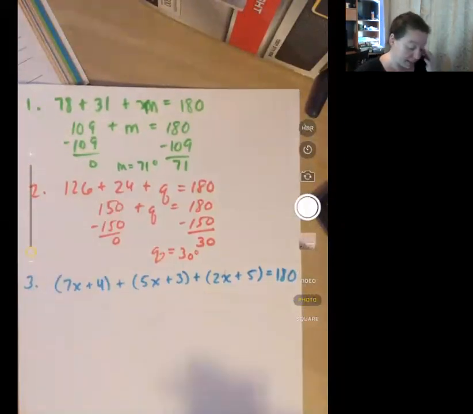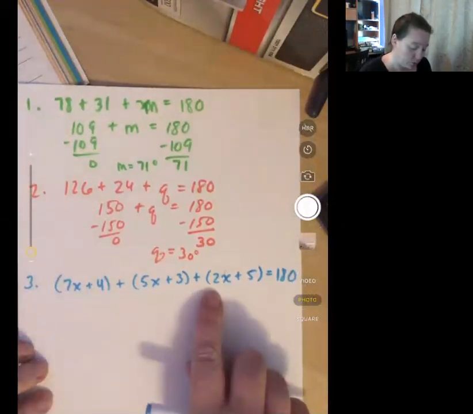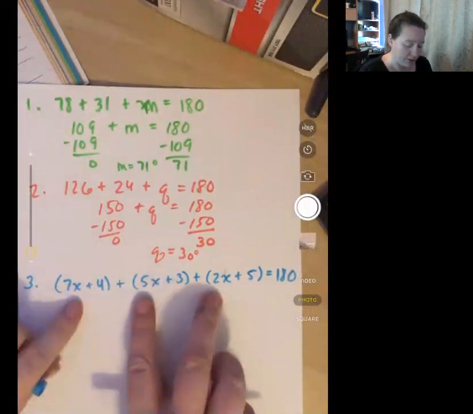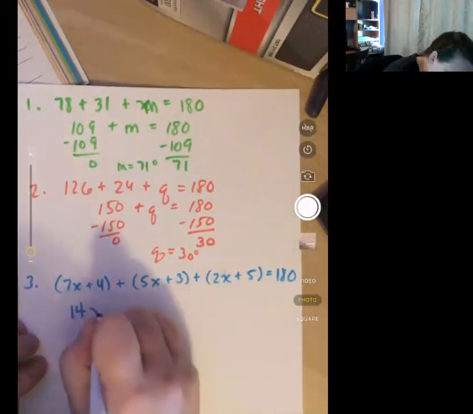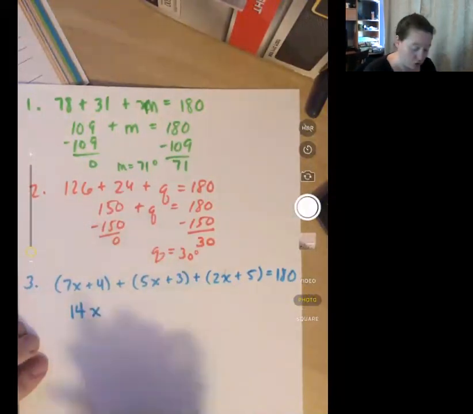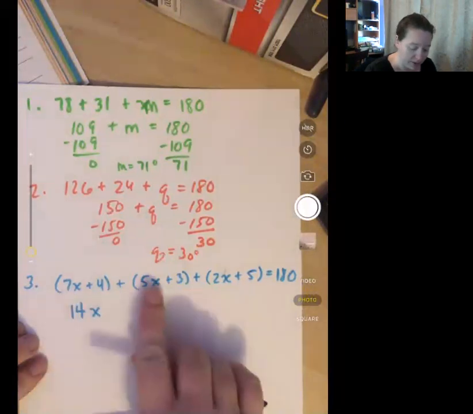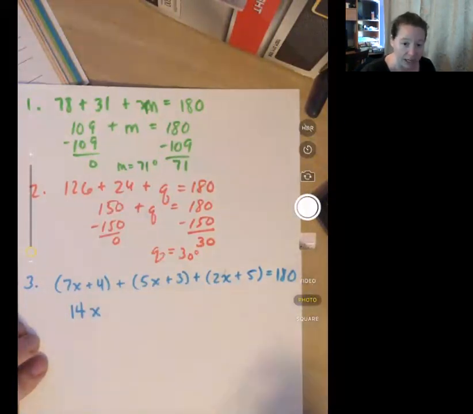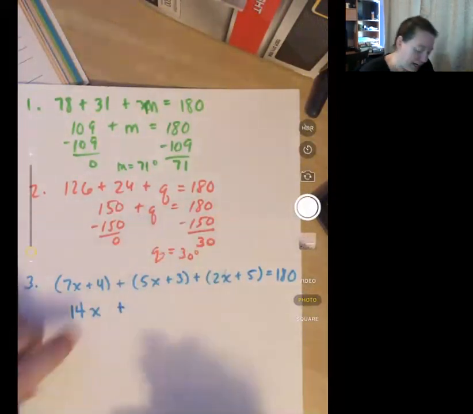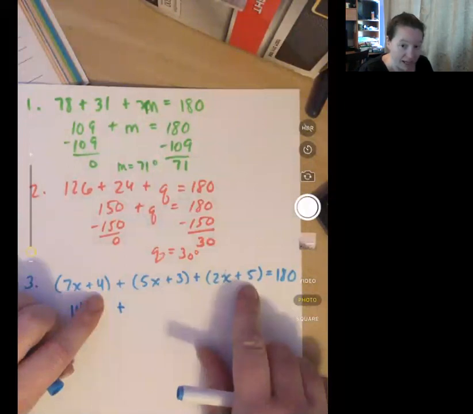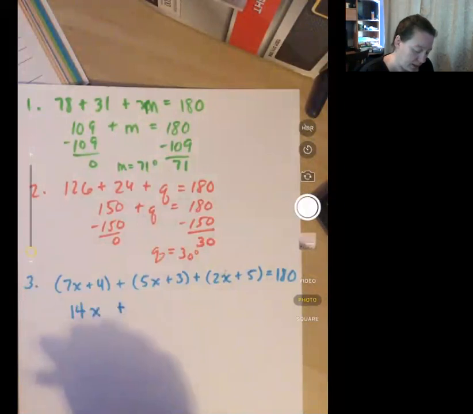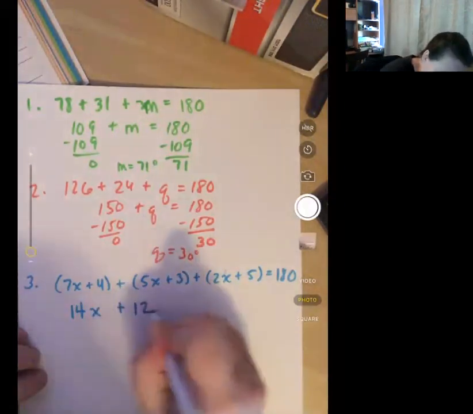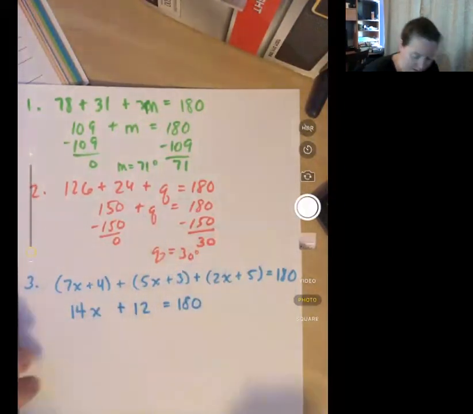I then put all of my x's together. So 7 plus 2 is 9 plus 5. Oh, actually, okay, so the 5 and the 2 make a 7, so 7 plus 7. So I have 14 x's. I just took everything that had an x with it, the 7, the 5, and the 2, added them all together, and got 14. That's all. Then I have the 4, the 3, and the 5 because they don't have a letter with them. So I'm going to add them together. And I'm going to get 12 is equal to 180.